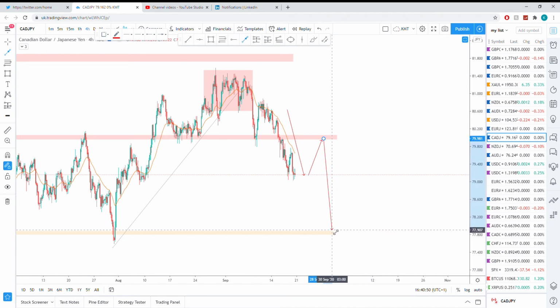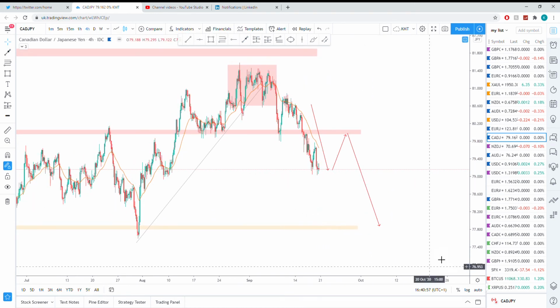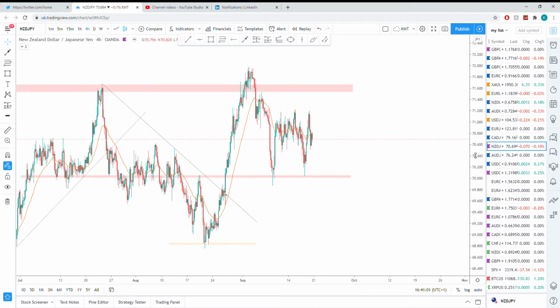And I'm targeting below in this yellow range here, so 77.8. And I want to see price get into this and possibly touch further lower. So I'm thinking that's where price could head into. New Zealand dollar to the Japanese yen.